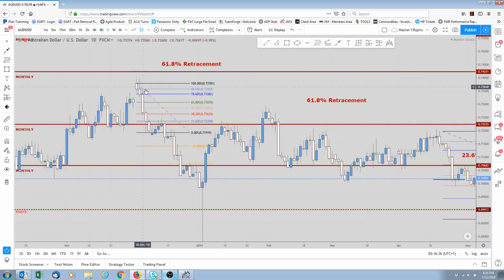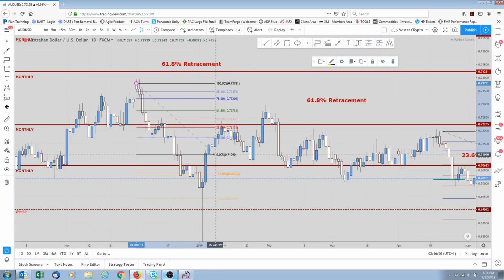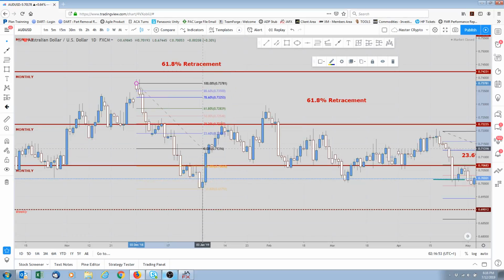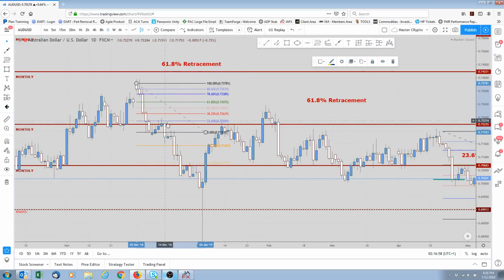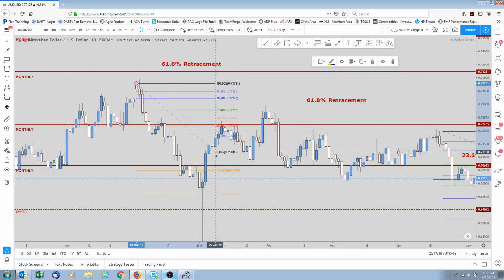When we run our fib tool from here down to here, and you see price getting stuck at 23%, we're just going to move down to the next lower level. So just remember that when price gets stuck at 23%, we're just going to move it down to the next level. The next level is here, and we're actually not seeing any retracement, so price is just moving really fast down.